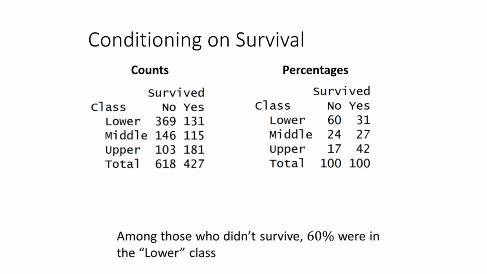Now, to really look at this, it's useful to look at particular cells and understand how to interpret it. For this cell, we divide 369 by 618. 369 is the number of counts or observations for those in the lower class and who did not survive, and 618 is the total overall of those who did not survive. This percentage tells us that among those who didn't survive, 60% were in the lower class.